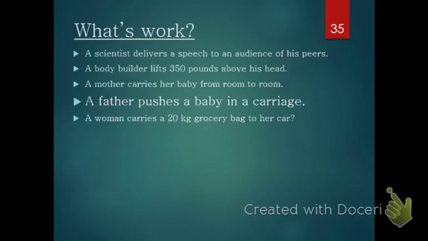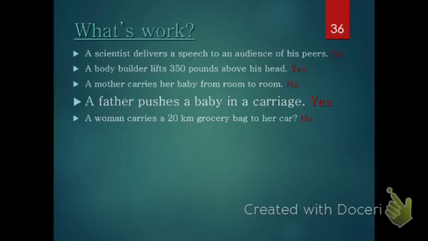How about these? A scientist delivers a speech to an audience of his peers. Work or not work? A bodybuilder lifts 350 pounds above his head. A mother carries her baby from room to room. A father pushes a baby in a carriage, and a woman carries a 20-kilogram grocery bag to her car. Which one's work? Which one is not? Let's see. Scientist delivering a speech? Nope, not work. Bodybuilder lifting 350 pounds above his head? Yes.